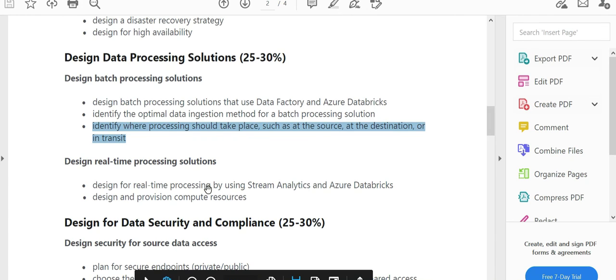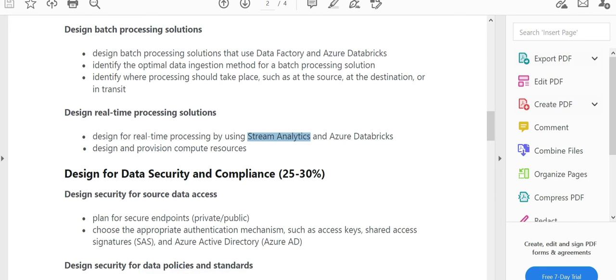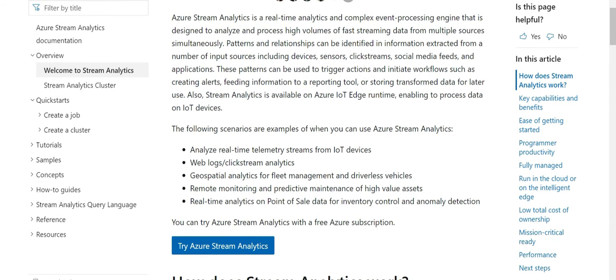One thing to note is they also test your knowledge to understand where processing of data will take place: at source, at destination, or in transit. Then they also ask questions around real-time processing solutions. In here, Stream Analytics is key, along with Databricks. Stream Analytics is a real-time analytics and complex event processing engine. If you have high volumes of fast streaming data, it will process it.